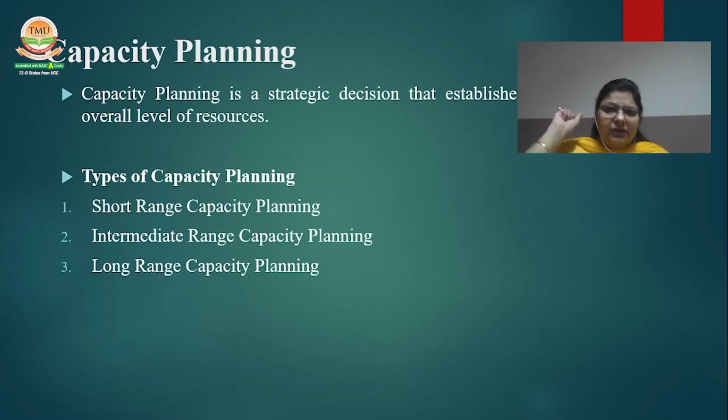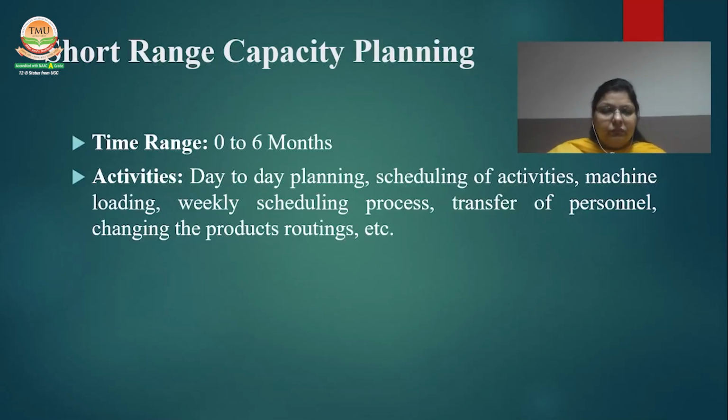Now, what is short range capacity planning? It means we are making our planning for a short amount of time. The time range here will be 0 to 6 months, a very short period. The activities involved in the short term are day-to-day planning, scheduling of activities, machine loading, weekly scheduling processes, transfer of personnel, and changing the product's routine, etc. This is called short range capacity planning, in which we do day-to-day planning.